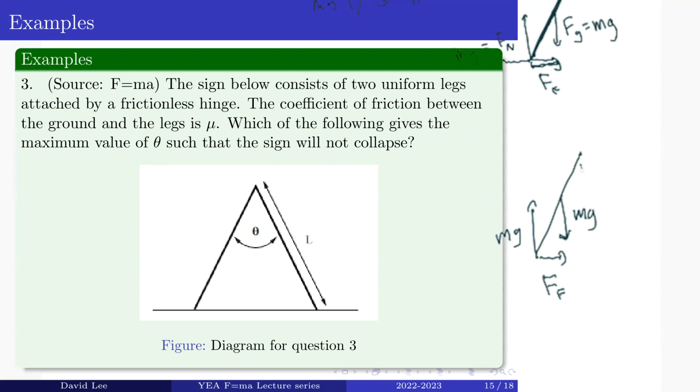So also it will be easy. You'll probably need that this angle over here is theta over 2. That's just simple geometry.